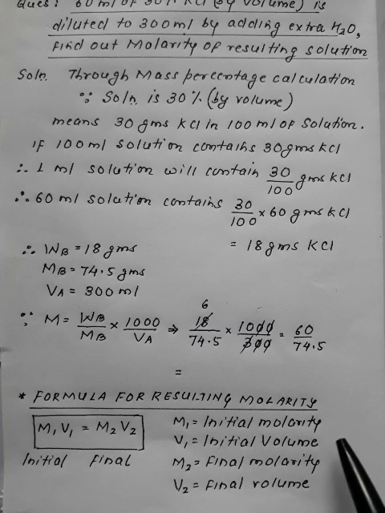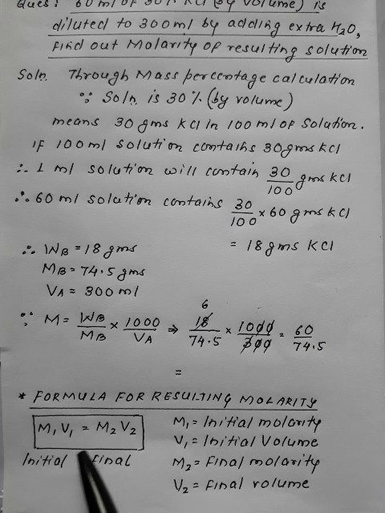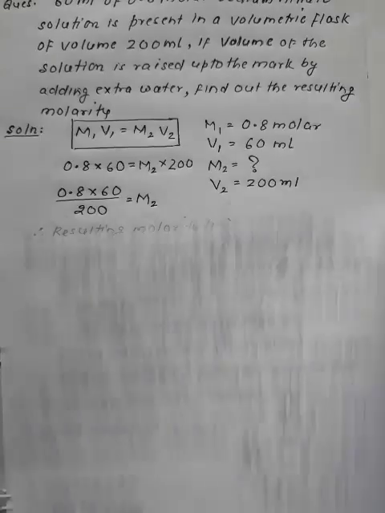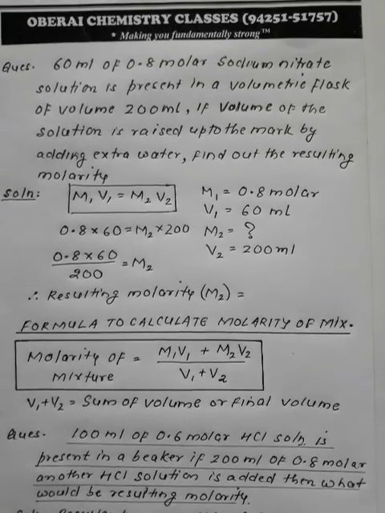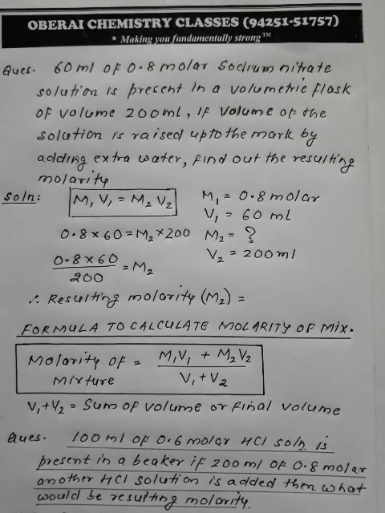What is M1? It is the initial molarity. What is V1? It is the initial volume. What is M2? It is the final molarity. What is V2? It is the final volume. M1V1 are the initial values and M2V2 are the final values. Using this we can calculate the molarity of the solution. So let us discuss a numerical based on this resulting molarity formula.